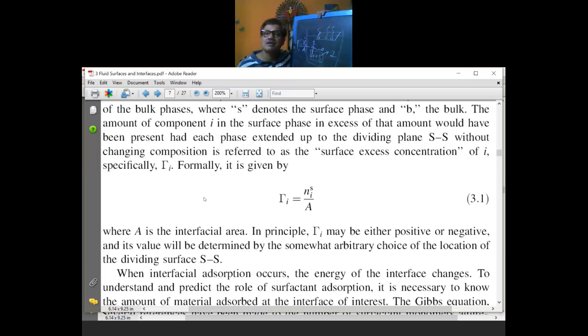And the second thing is that I said there would always be an excess of surfactant at the air-water interface. Now how to determine that surface excess? I need the help of chemical potential, entropy, enthalpy, and free energy change in determining the surface excess.